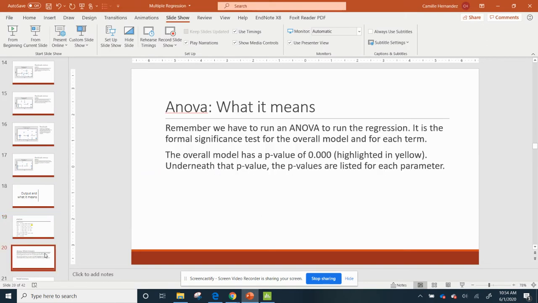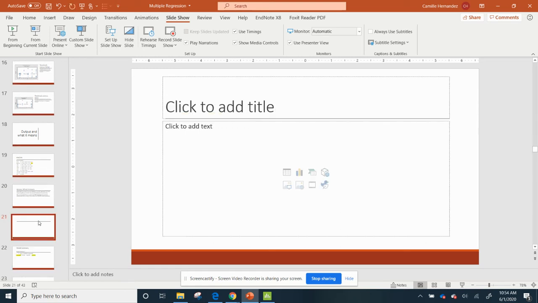Okay, so let's keep going. So remember, I think we did talk about this in linear regression. Anytime you run a regression, you run an ANOVA. So the overall model had a p-value of 0, which is great. So that means something's going on.